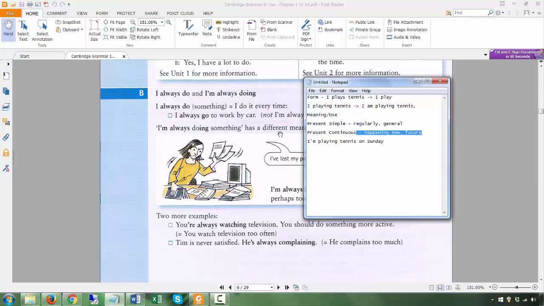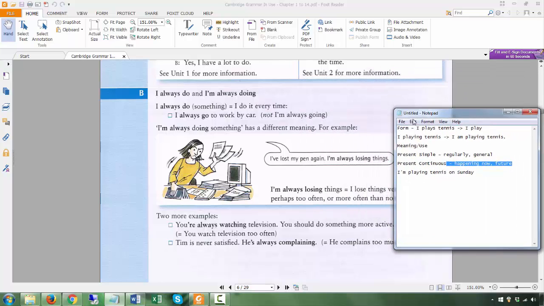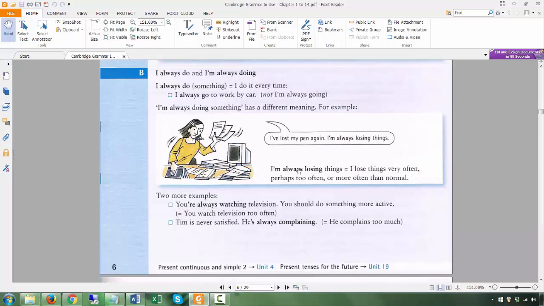And there's another special meaning of present continuous which is mentioned here. Okay, so when you say "I'm always doing," normally used with "always," the present continuous tense with "always" has a different meaning. It's not happening now, neither is it the future meaning. It has a special meaning. When you say "I'm always doing something," it means I do this very often, too often. It's kind of like a negative thing.